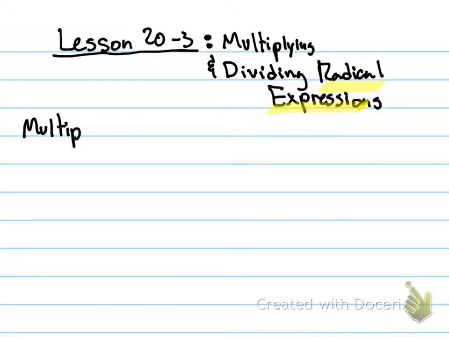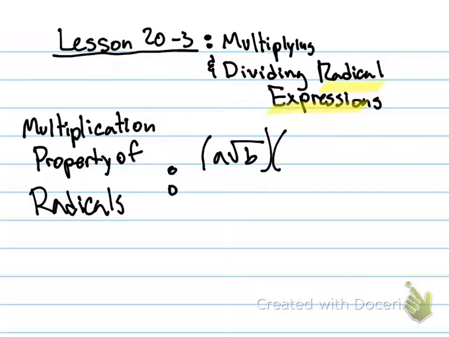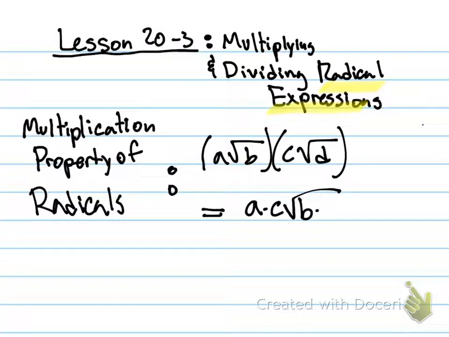Multiplication property of radicals. This states, if you have a square root of b times c square root of d, that is going to equal a times c square root of b times d. Alright, that's what this property says.